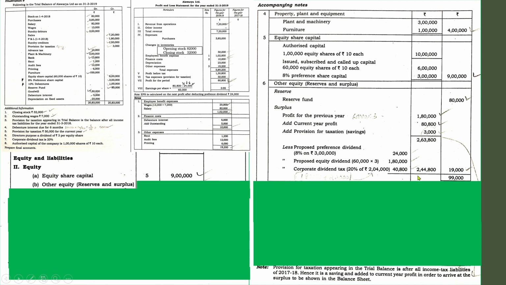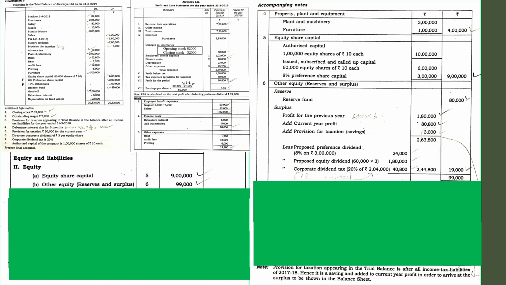This amount was met out of 2,63,800. So what is the remaining reserves and surplus balance? That will be 19,000. And remember, there is a reserve fund we have already entered in the beginning. So 80,000 plus 19,000, 99,000. So the amount that comes under other equity is 99,000. I believe you have understood the concept. We have done some cases or computation with regard to that. If you have any queries, please do let me know.